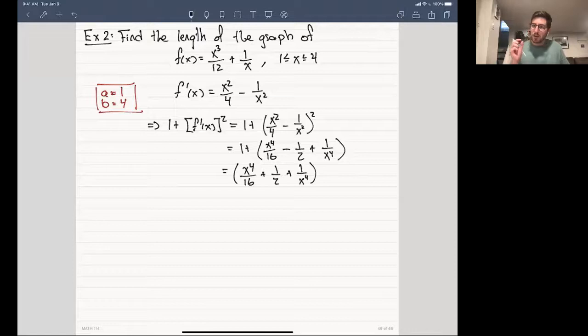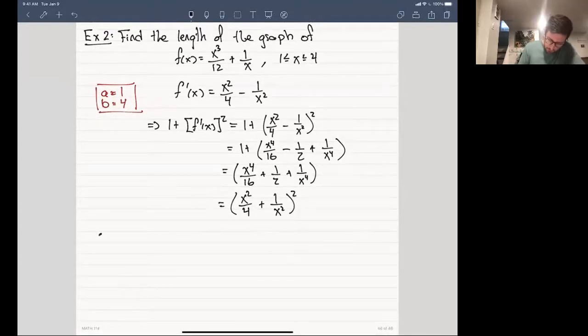And very, very clever maneuver here, but you can actually see that this thing is a perfect square. So this thing becomes actually x squared over 4 plus 1/x squared, all squared. So that's why I did the 1 plus the derivative squared, right? Because the whole thing simplifies into a perfect square. And why do I care that it's a perfect square? Well, I'm taking the square root of this thing. So, life just got a whole lot simpler for all of us.